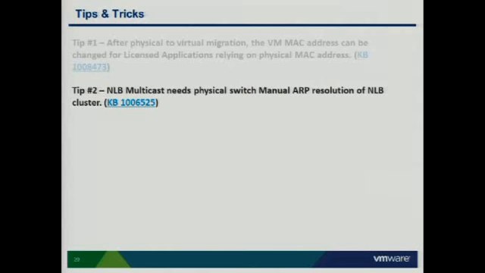And then another one that we see out there, the NLB multicast. That needs a physical switch manual ARP resolution for the NLB cluster, and that comes up quite often. There are some tricks you can do on some of our other configuration types, but in this one particular, it has to be set up on the physical switch side. So just keep that in mind. I see a lot of folks trying to set this up, and they stumble and have some problems. But as soon as they get the KB article and see what configuration actually needs to be done on the physical side, they're good to go.